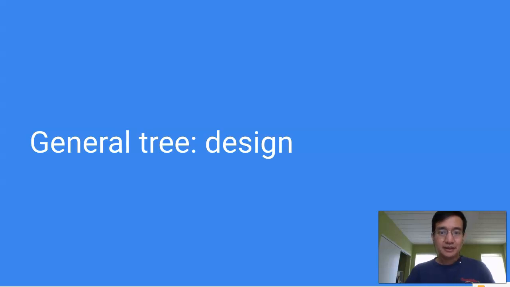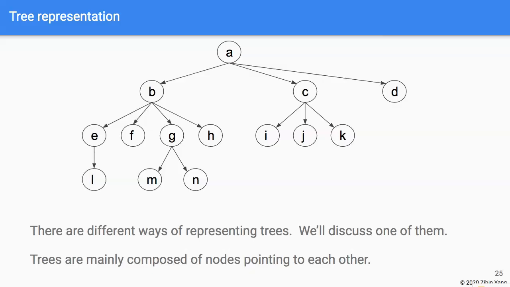Hi, so we'll talk about how to design to represent a general tree. Now, to represent a tree like this, there are obviously many different ways. We'll talk about one of them, but it is by no means the only way. Now, regardless which way we take, though, the trees are all mainly composed of nodes, right? As you can see. And these nodes would have references or pointers that link to other nodes.